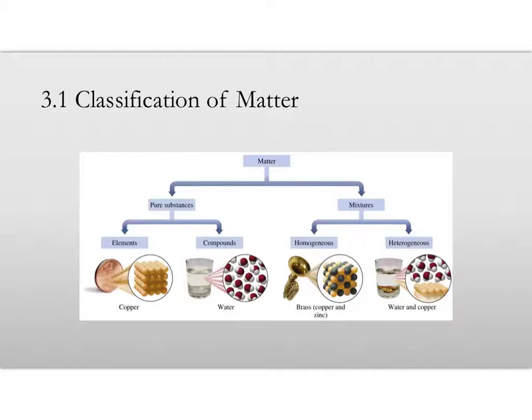Alright, now this is a flow diagram of matter, and it has pure substances, and it has mixtures. And again, we can separate pure substances into elements, we can separate it into compounds. Mixtures can be separated into homogeneous mixtures and heterogeneous mixtures. The example for the element is copper. The example for a compound is water. An example of a homogeneous mixture, aka a solution, is brass here. Brass is copper and zinc.